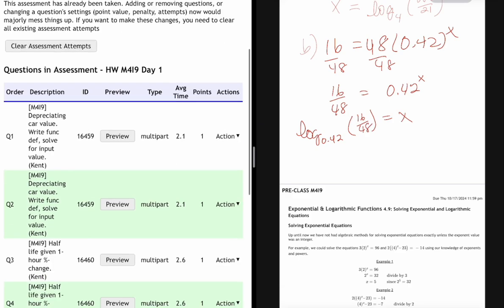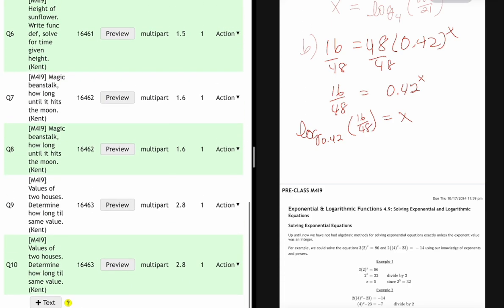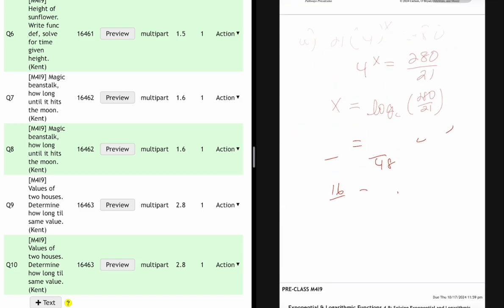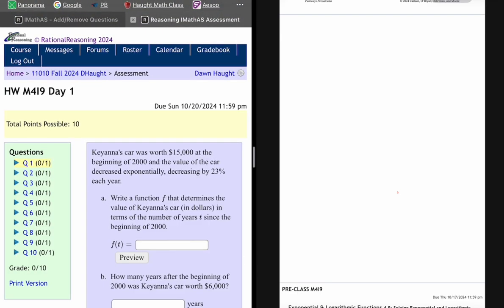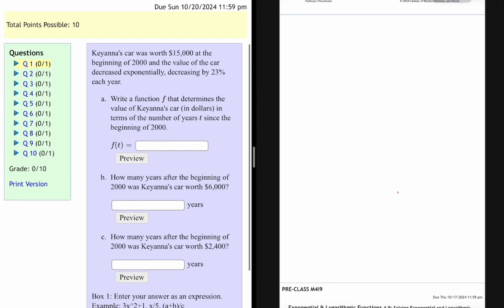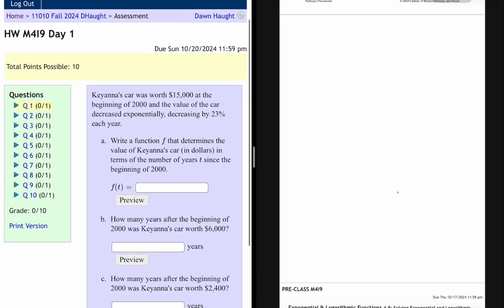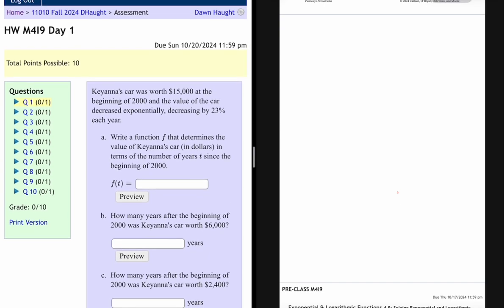I have to hit 1,000 buttons to get there, but if it allows me to go there. Okay. So these are word problems. I would like to do at least one together. So let's do our first problem here from homework 4.9, day 1. Question number 1 together. It says Kiana's car is worth $15,000.